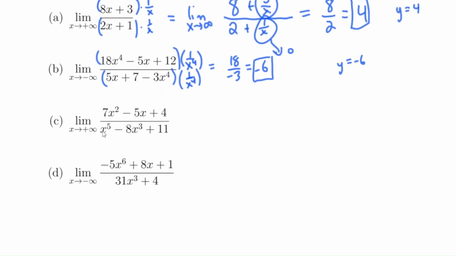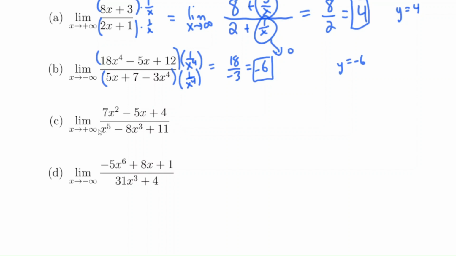Well, what if we have the degree on the bottom bigger than the degree on the top? So we have an x to the 5th power down here, and we only have a 7x squared up there. Well, if you wanted to do it the long way, you'd have to multiply the top and bottom by 1 over x squared, the smaller of the two.